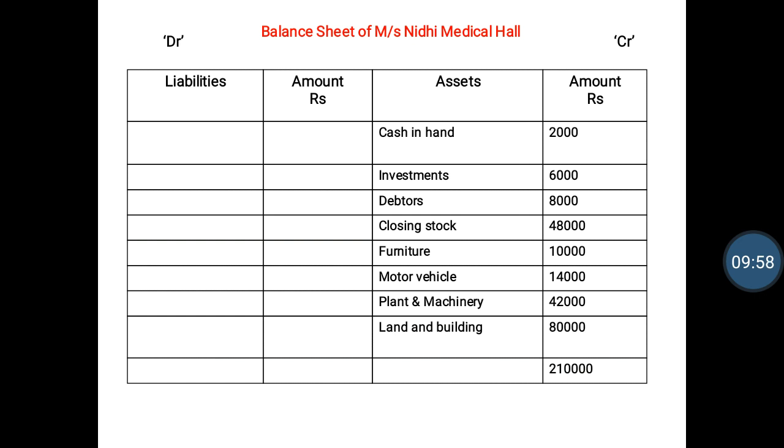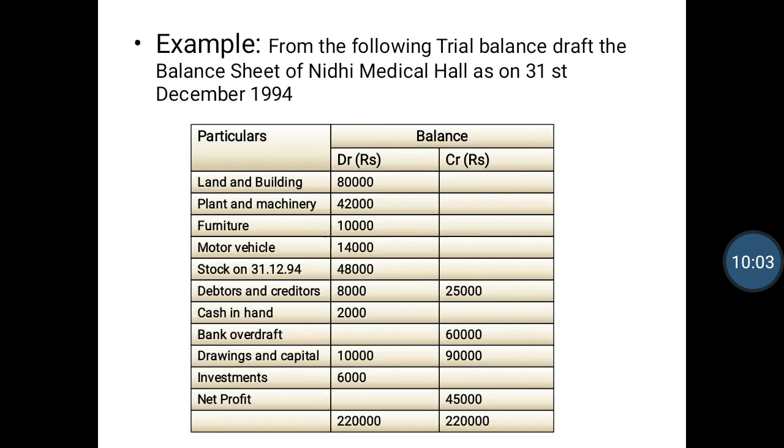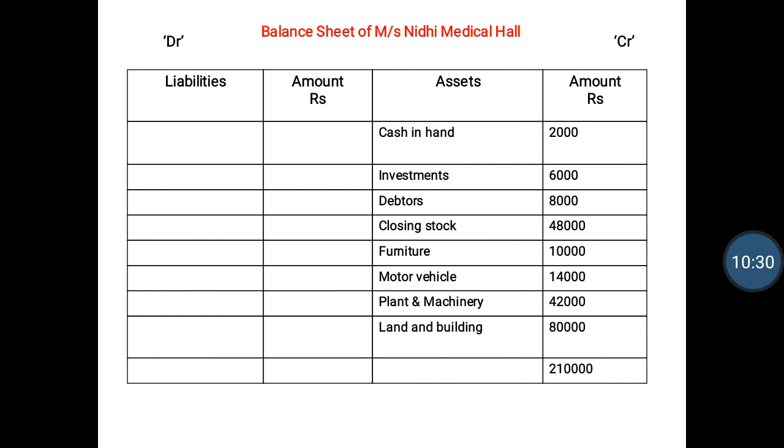So this is according to the first method, that is order of liquidity. So in this way, from this trial balance we select all assets, that is land and building, that is fixed assets, so at the end, then plant and machinery, fixed assets, furniture, motor vehicle, then cash in hand, it is current assets, that's why it is first on the asset side. So in this way, we write all the assets and make the total of all assets at the end. So that total becomes 2,10,000.